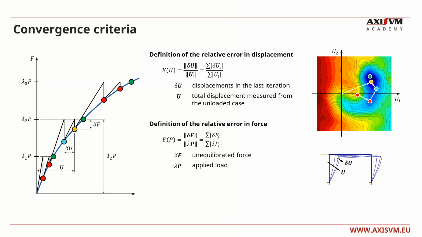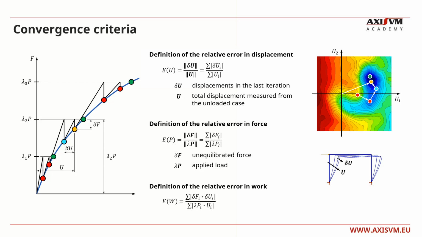In multi-degree of freedom case, these are also vectors that contain a scalar component for each degree of freedom. The relative error in force is defined as the quotient of the norms of these vectors. In words, this error value describes how much the force equilibrium is violated for the whole structure.